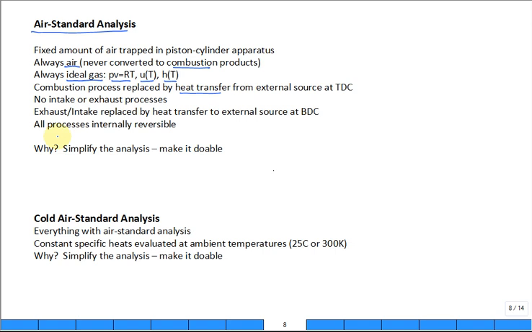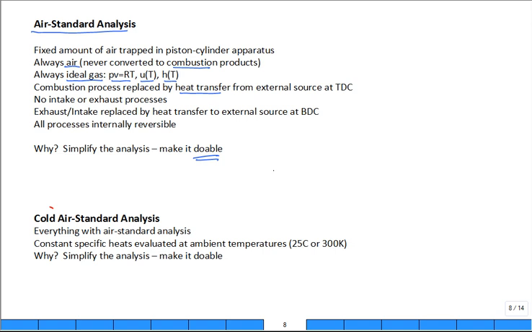And all processes are internally reversible, so let's ignore friction. Why do we make these simplifications? So we can make some calcs. Otherwise, the real world is too hard for us to do anything on pen and paper, right? So now we can make some calcs. In addition, you'll see this.